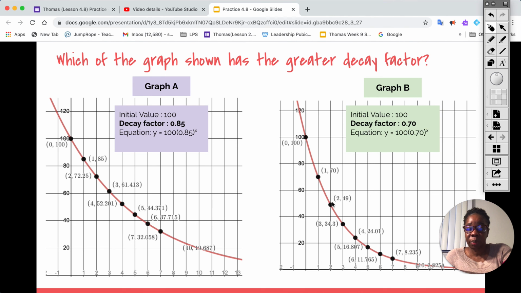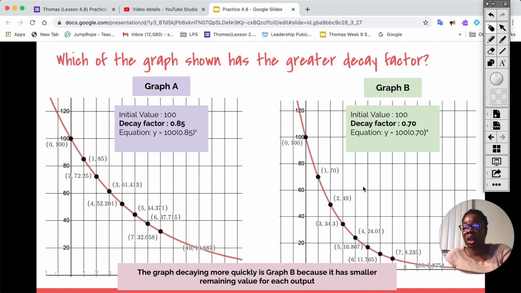On the second output value for B, that's 49, while the second output value after 85 is 61. So we can see that graph B has the smaller remaining value, which means that it is the graph that is decaying more quickly.